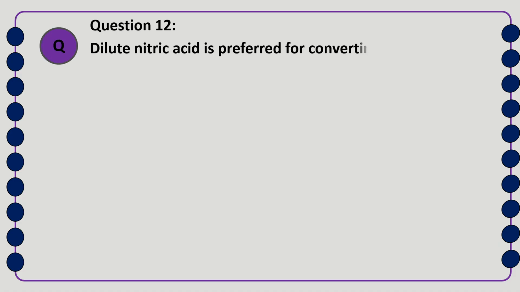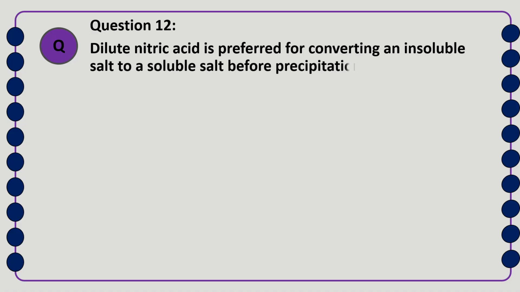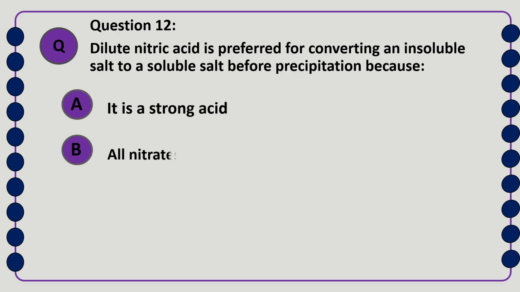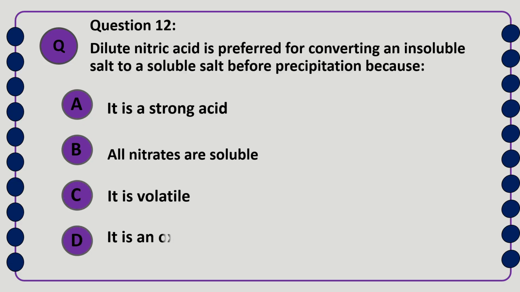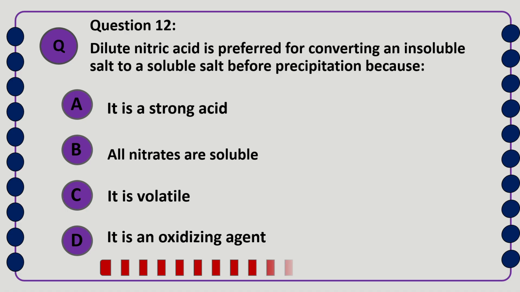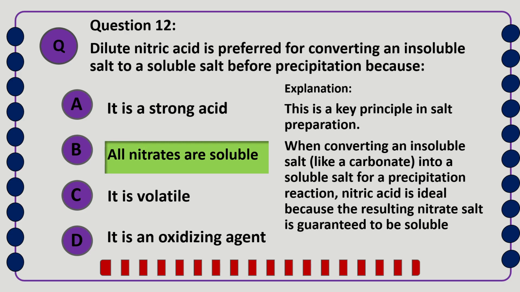Dilute nitric acid is used for converting an insoluble salt to a soluble salt before precipitation because it is a strong acid, all nitrates are soluble, it is a volatile acid, it is an oxidizing agent. The correct answer is all nitrates are soluble. This is a key principle in salt preparation.